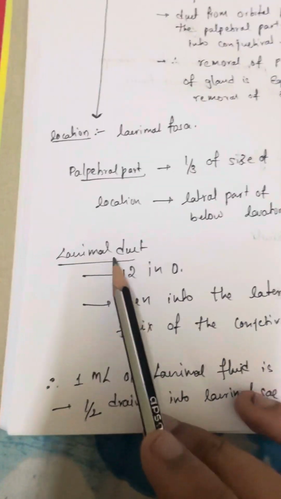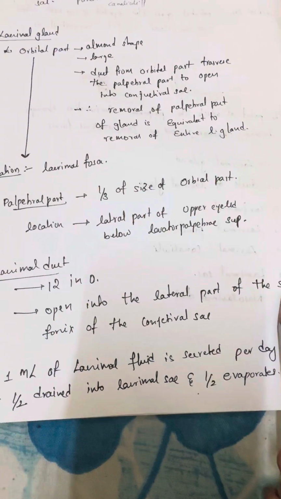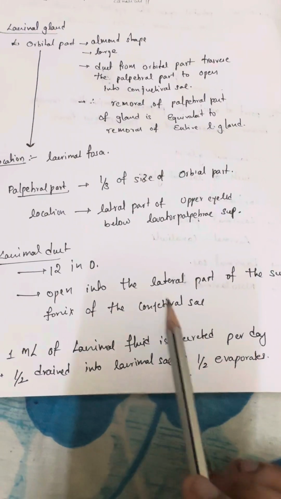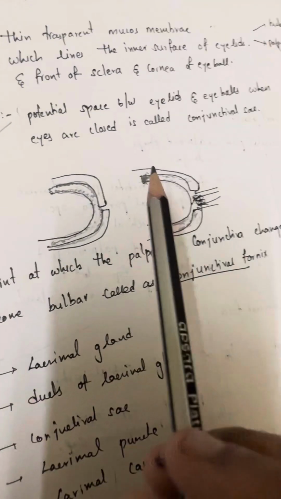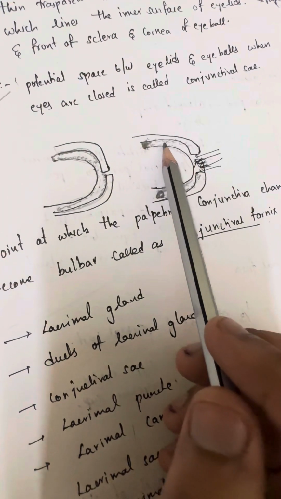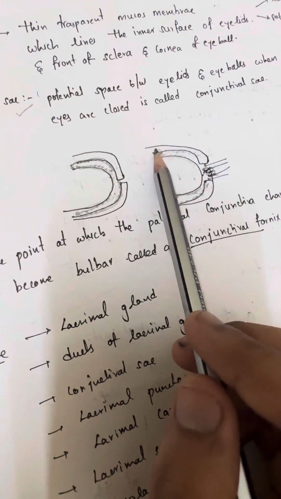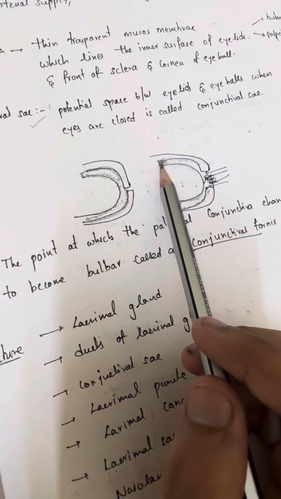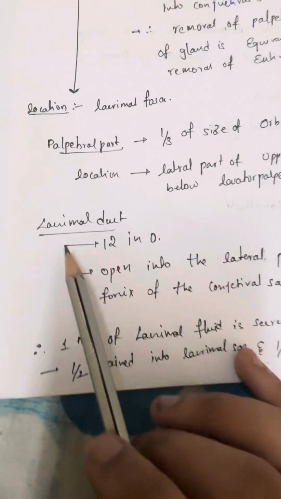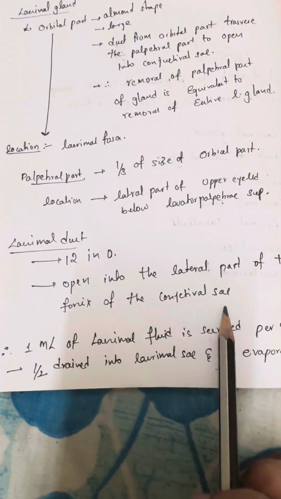And the lacrimal ducts, there are 12 in number, open into the lateral part of the superior fornix of the conjunctiva. We know what the superior fornix is. The superior fornix is where the bulbar part of the conjunctiva changes to the palpebral part of the conjunctiva; that meeting point is the superior fornix, and the ducts open into the lateral part of the superior fornix of the conjunctiva.